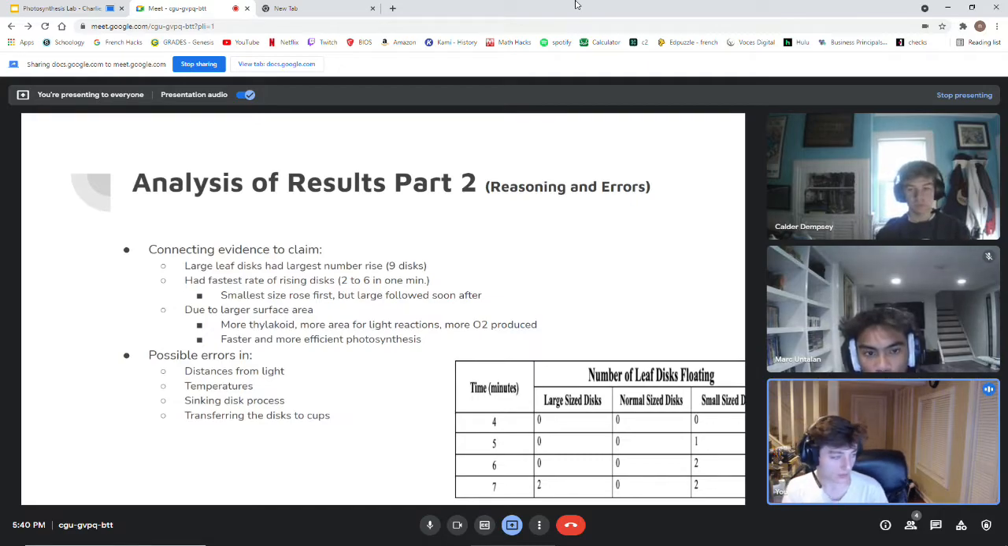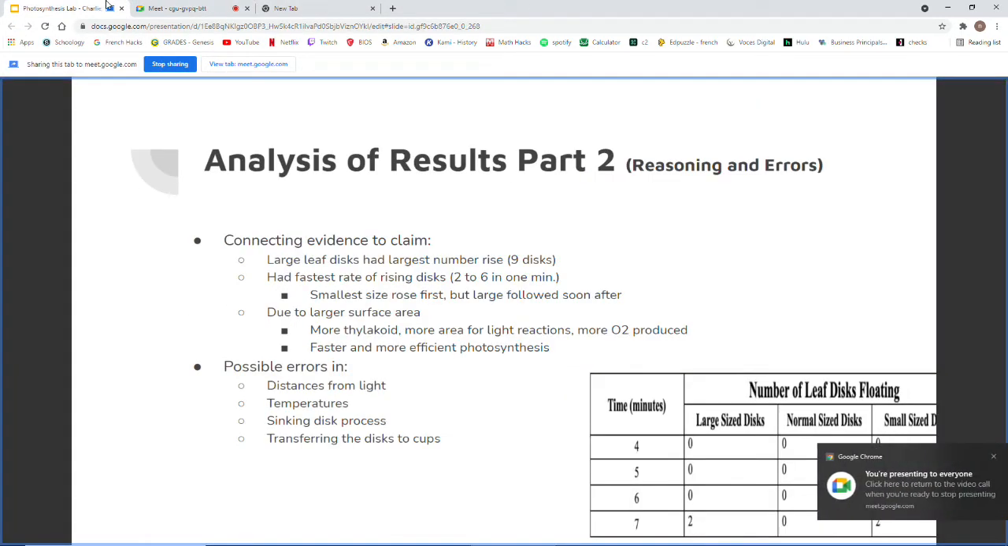A few possible errors that could have occurred. We might not have been able to put them perfectly equidistant from the light. There might have been some that got a little less light energy than others. They also might have had different temperatures affecting the rate of photosynthesis. We also might have messed up the process that Calder was talking about when we tried to sink them in the syringes. That might have messed up their ability to rise. And then also transferring the discs into the actual cups from the syringes might have been messed up, and that might have made their ability to perform photosynthesis a little worse.